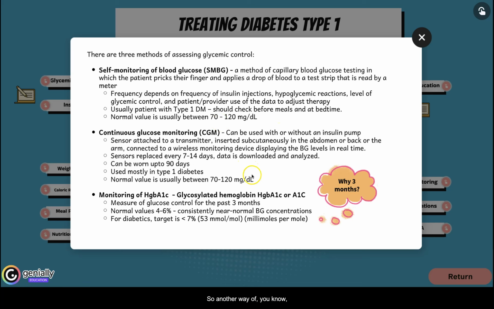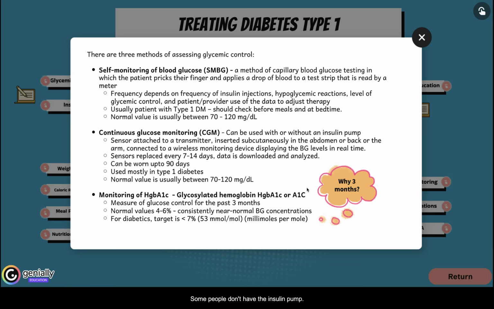Okay, so another way of maintaining glycemic control is what we call continuous glucose monitoring. This can be with or without an insulin pump. Now, some people have a sensor attached to a transmitter that's inserted subcutaneously in the abdomen or the back or arm. It's connected to a wireless monitoring device that displays their blood glucose levels in real time. So it's an excellent way for people who are type 1 especially, or type 2, to monitor their blood glucose levels, right? They have apps on their phone that tell them exactly what their blood sugars are. And some people have insulin pumps attached, so if the blood glucose is high, they can actually get the insulin as well.